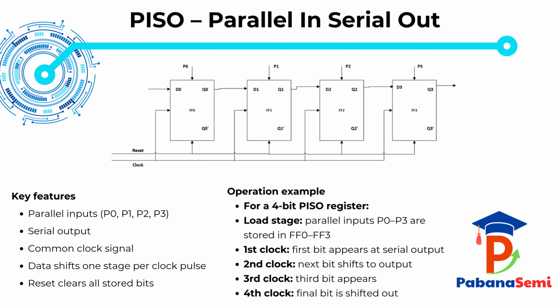The reset signal clears all stored bits, and the common clock controls the shifting operation. PISO registers are commonly used to convert parallel data from processors into serial data for communication and transmission systems.